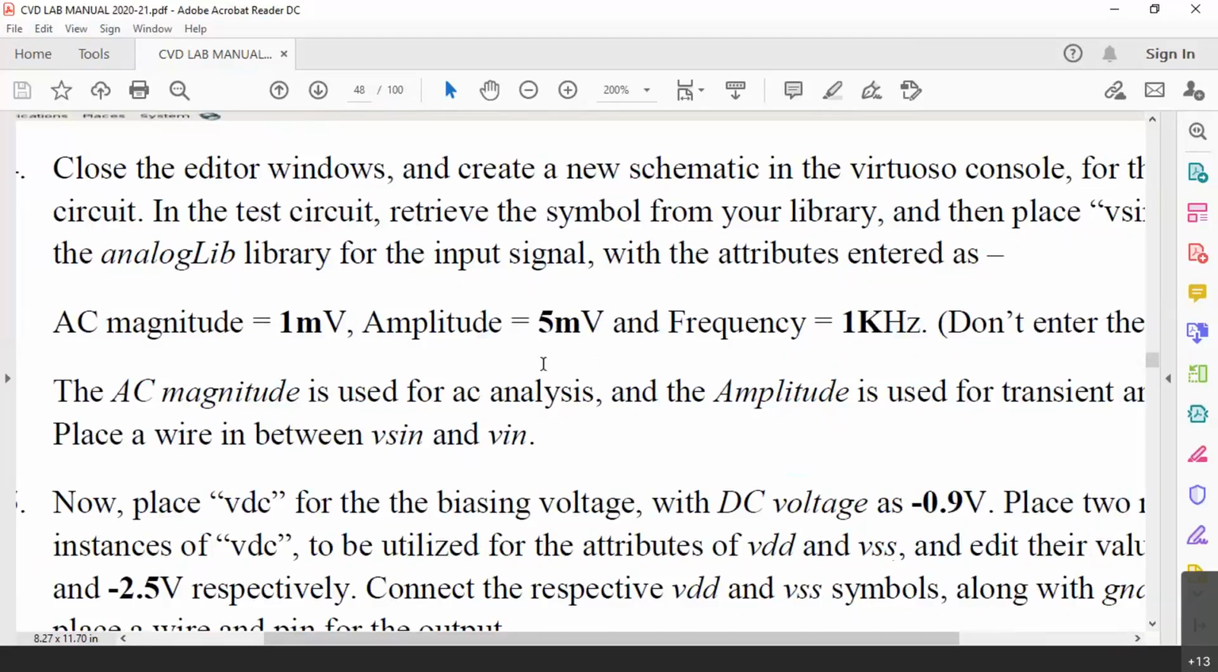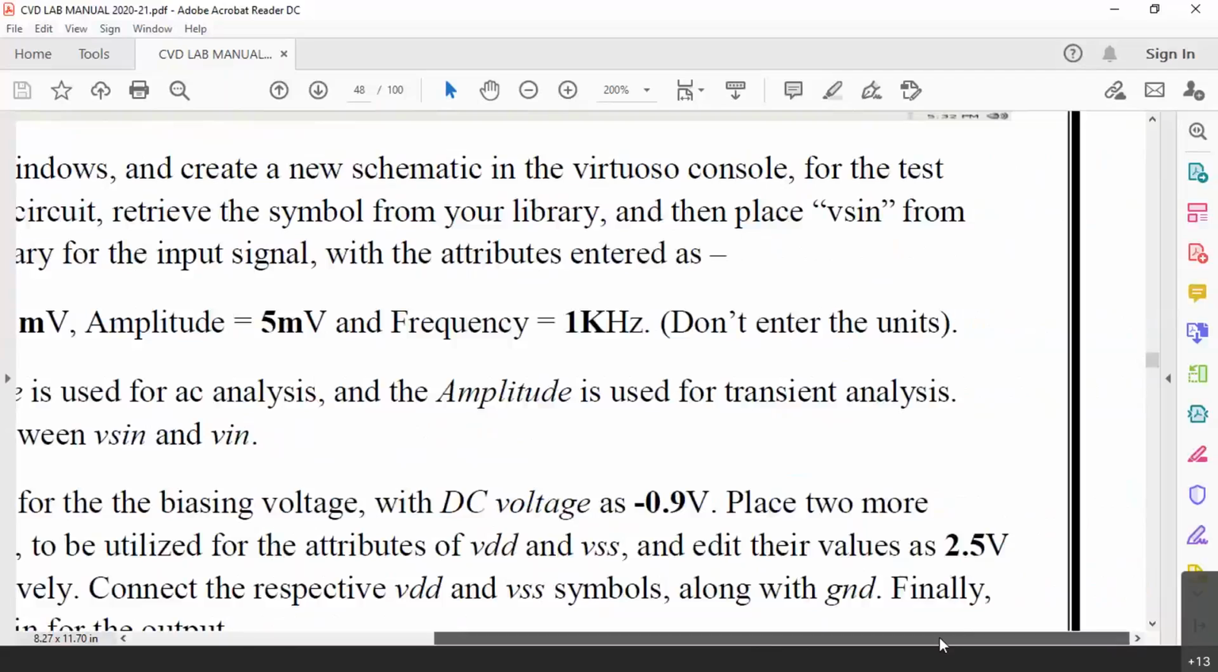In amplitude, we can easily observe it. And the frequency is 1 kilohertz, which we choose here. You should not enter the units. That means hertz or volts you should not enter. The tool automatically takes it.